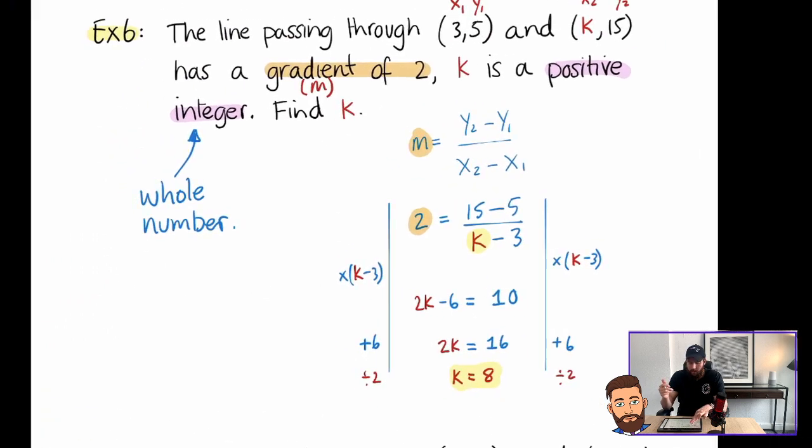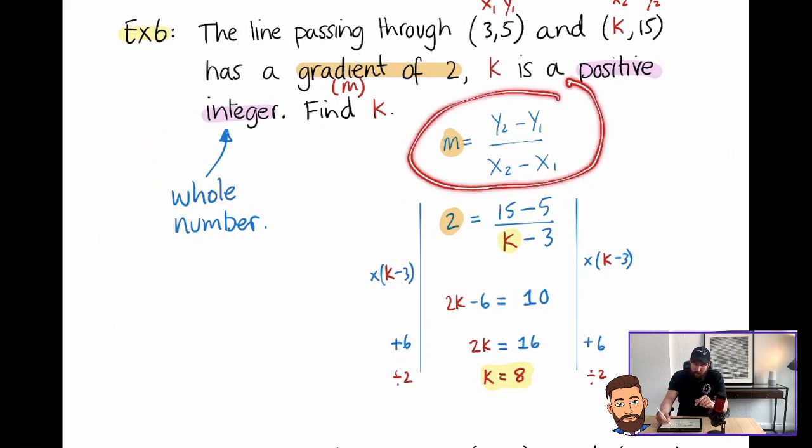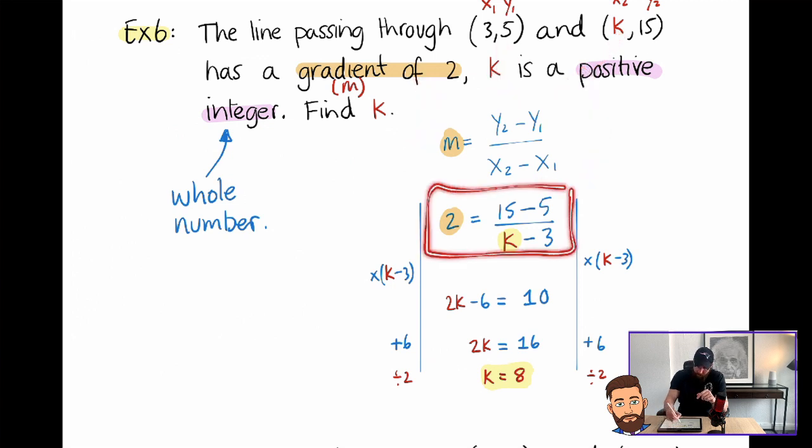So we've used that formula we've learned today. We put in everything that we possibly knew, which gave us an equation with a missing k that we don't know, that we had to solve, and then we're done. So 3 steps to that.